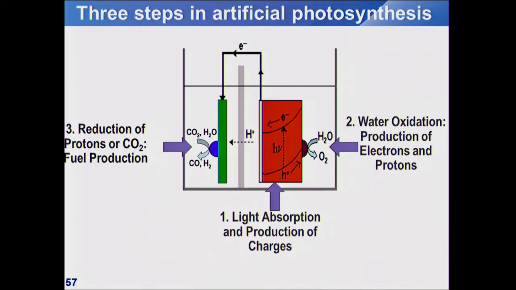So let me sum up here what I've just talked about in terms of major chemical transformations in artificial photosynthesis. So again, it involves light absorption and production of charges. We have to move these charges across the photoelectrochemical cell to the other side. I mean negative charges, the electrons. The positive charges are used to oxidize water, and the negative charges and protons are used to reduce carbon dioxide, for example, to produce our chemical fuel.